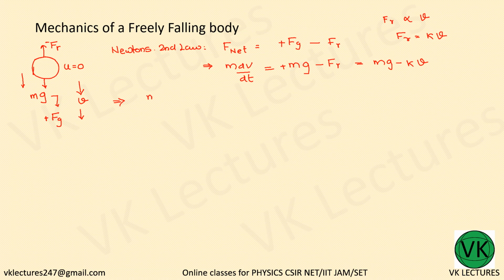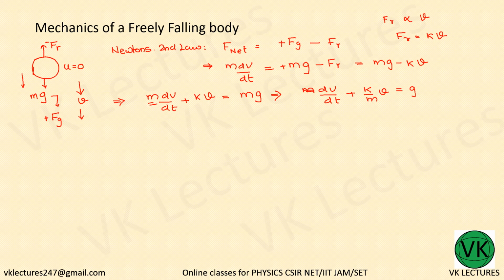Now rearranging the terms, we get m dv by dt plus k times v equal to mg. Now again dividing by the mass, what you get is dv by dt plus k by m into v is equal to g. Fine.